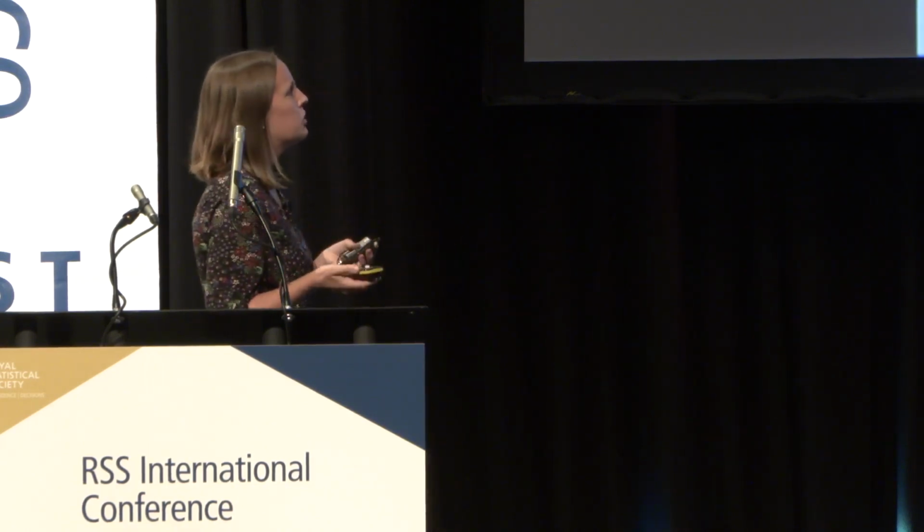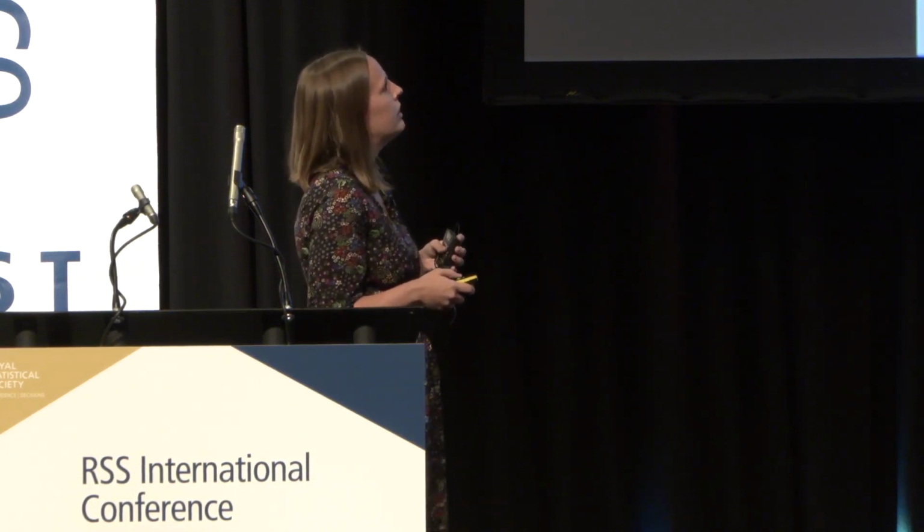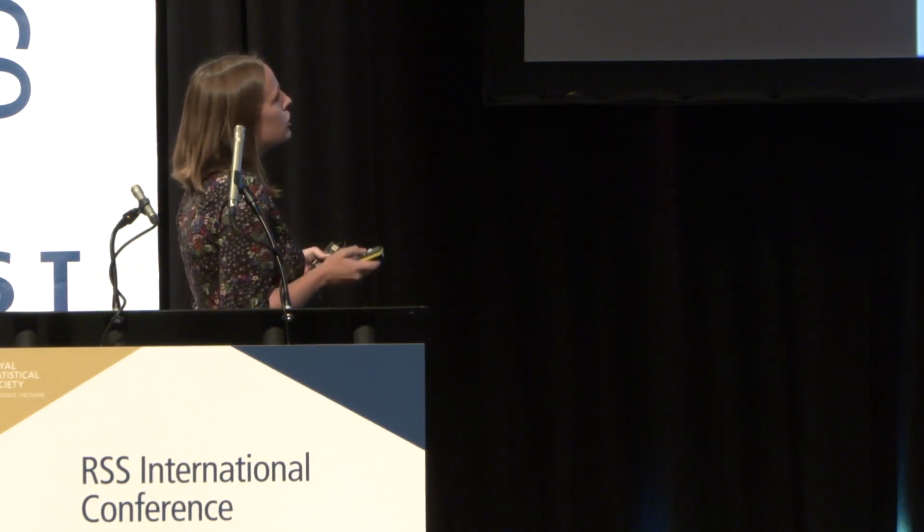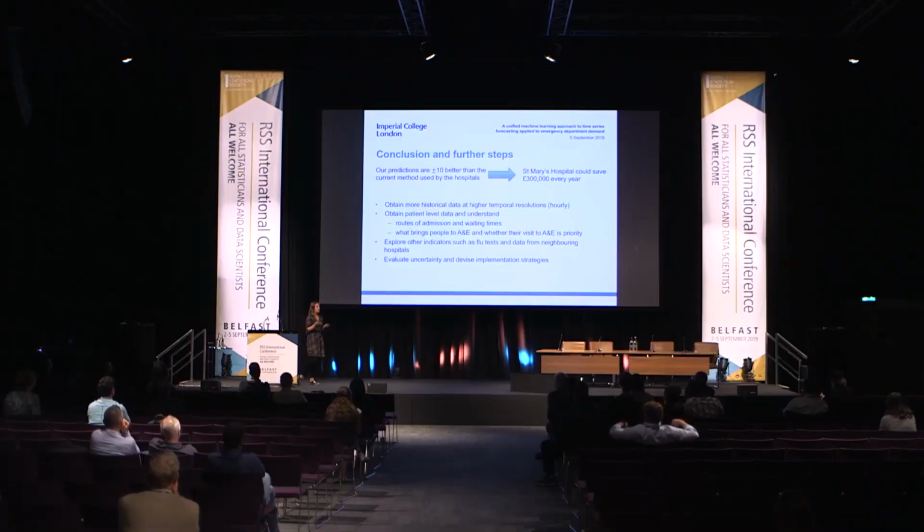We would like to obtain more historical data at a higher resolution, ideally hourly data of demand. So that also, if this will ever be made into a tool for clinicians that they can actually use, they can update it on an hourly basis and see if something happens. Also, we would like to obtain patient-level data to understand routes of admission. So who do patients see? Which routes do they go? When are they going to? When will they be discharged? And where do waiting times increase? Or where are they waiting?